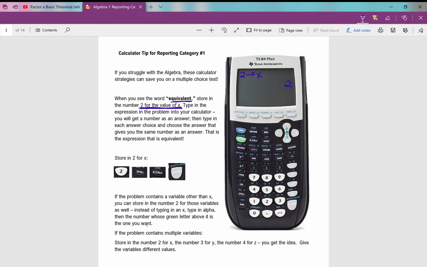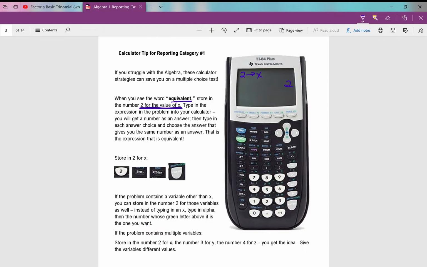All right, let's get started. We're still looking at questions from reporting category number 1 from the Algebra 1 EOC for the state of Texas. And if you haven't watched the video from the 2017 version of the Algebra 1 EOC, I'm going to include a little link in the top right corner of your screen. That's a really good video to watch prior to this video.